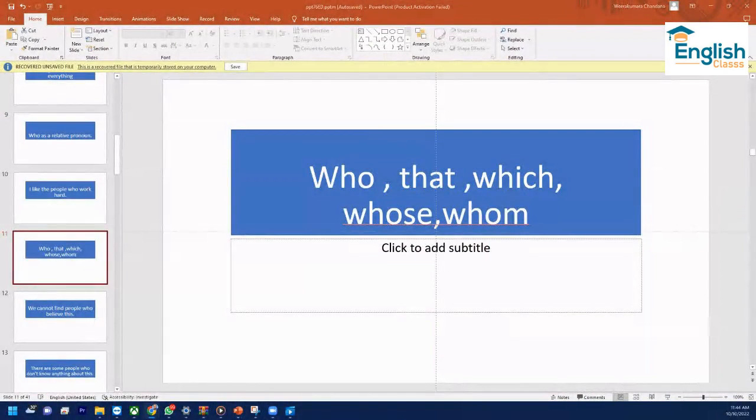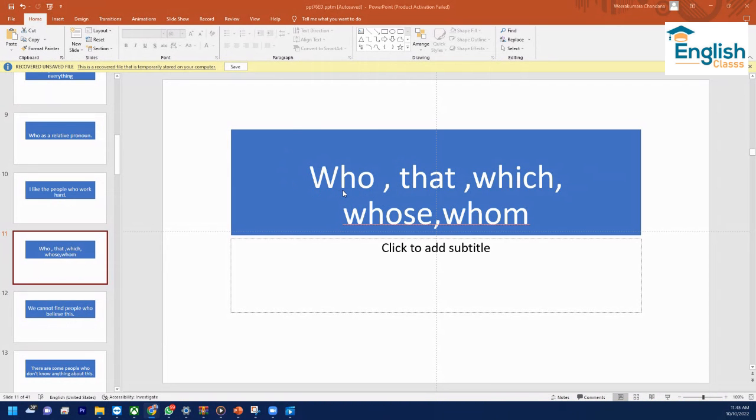Some of those relative pronouns have been given here. Who, that, which, whose, whom are some of those relative pronouns. Today we are not going to talk about all these relative pronouns. I'm just going to talk some examples using the relative pronoun who. What is a relative pronoun?